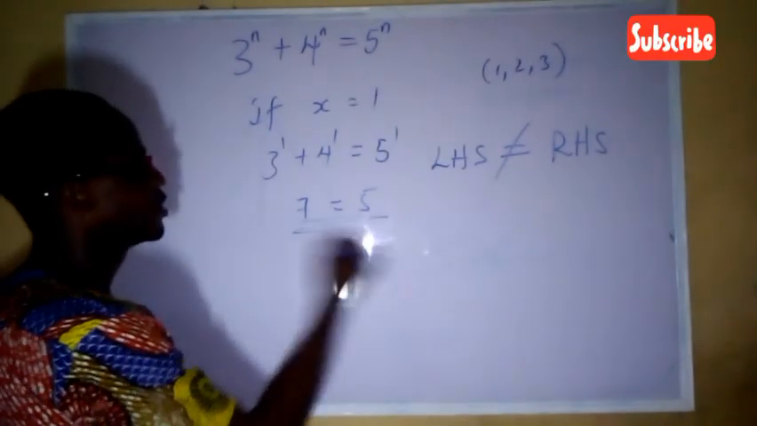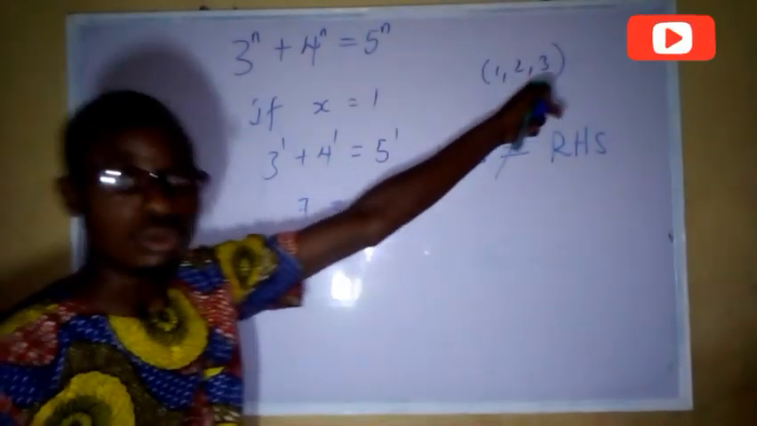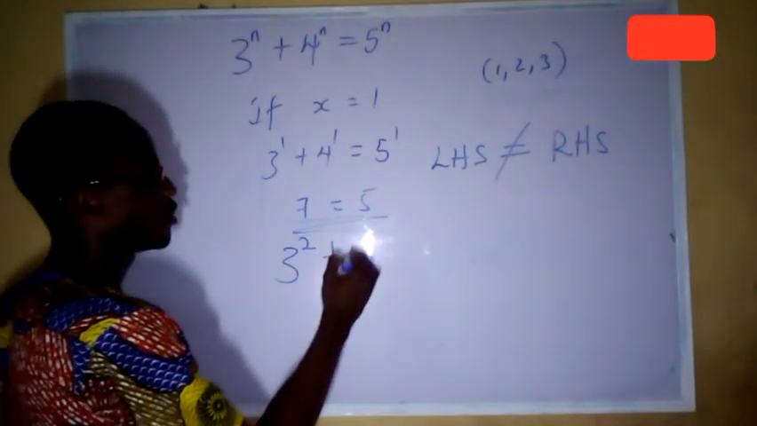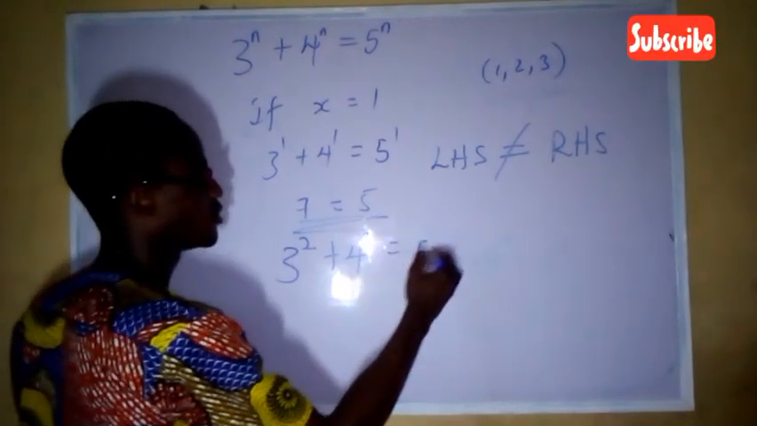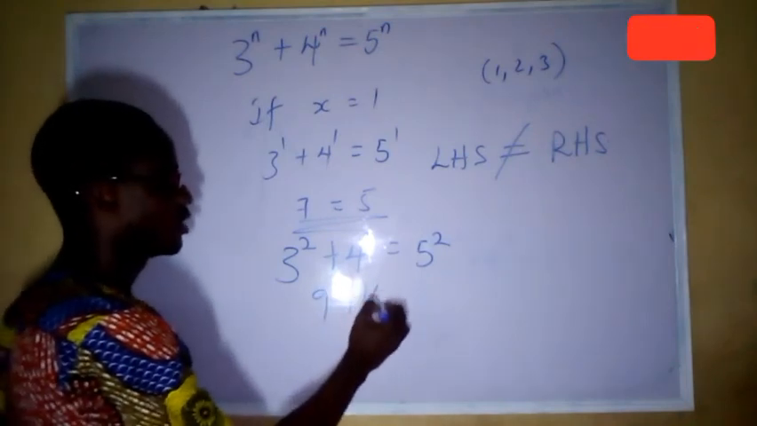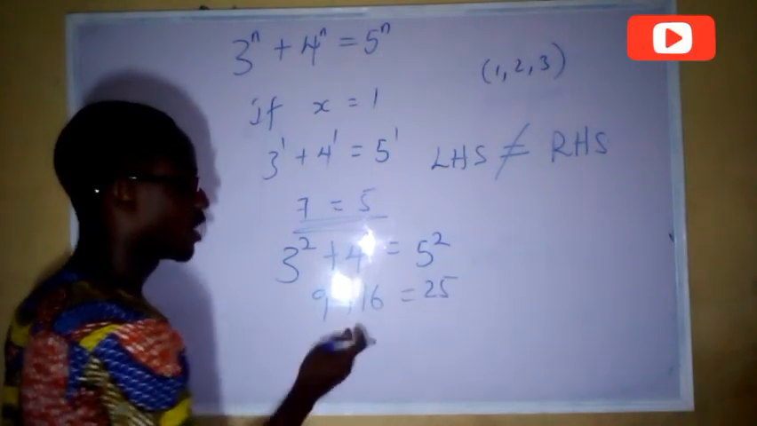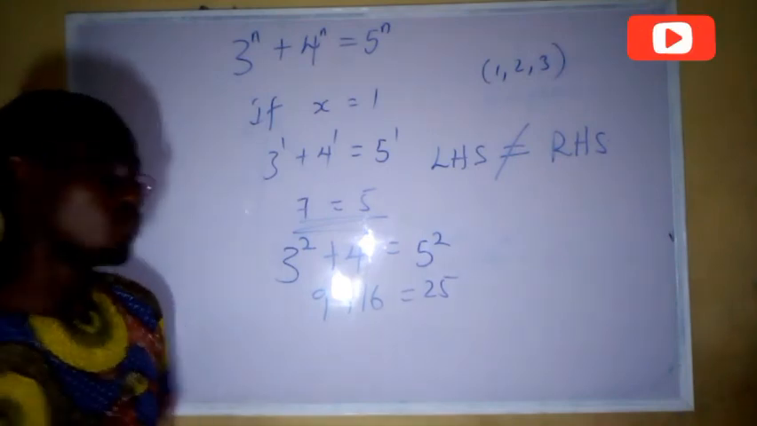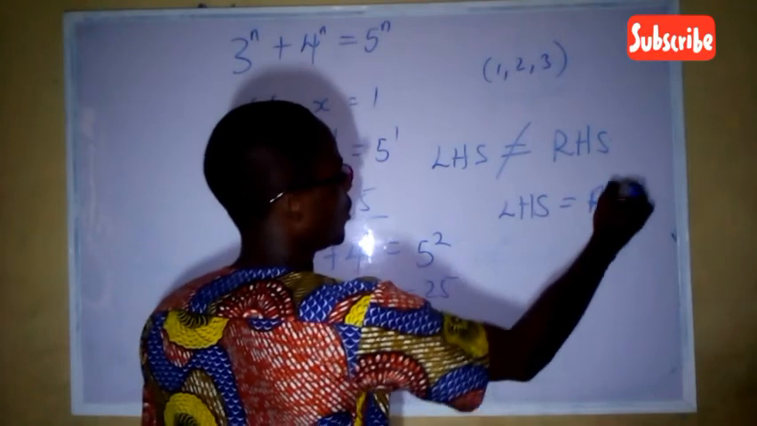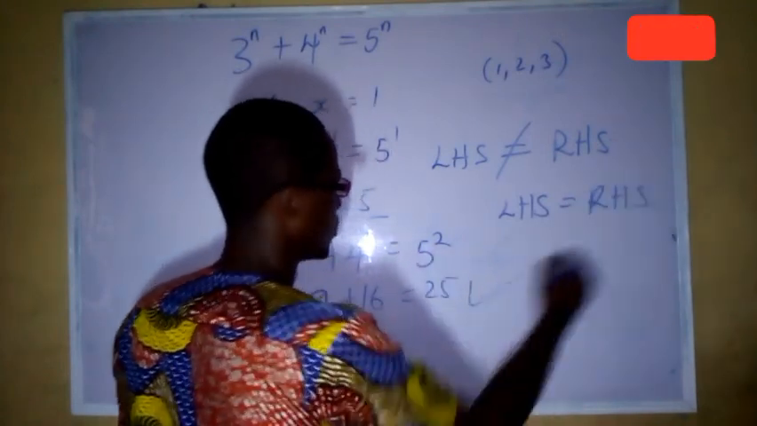Still using Fermat's last theorem, we have to plug in 2. So then meaning we have 3 raised to the power 2 plus 4 raised to the power 2 equals 5 raised to the power 2. And this gives 9, this gives 16, this gives 25. So actually 9 plus 16 is 25. So meaning that left hand side is equal to right hand side. So we can say this is correct.